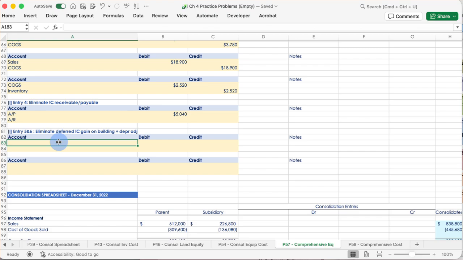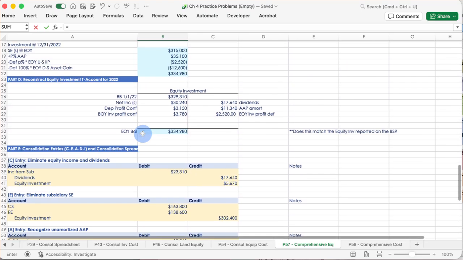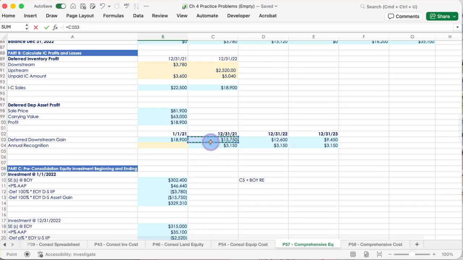And so we will first do our equity investment. And that's because the gain on sale was closed to retained earnings for a subsidiary in the year of the sale, which then means we need to update our equity investment. And then we'll do our buildings and equipment. And so we're going to come up and grab this 15,750. And so that is as of beginning of year. And so that's why we're grabbing that one. And then we're going to also take care of this recognition of 3150 in the next transaction.